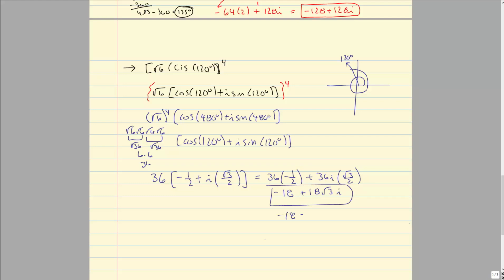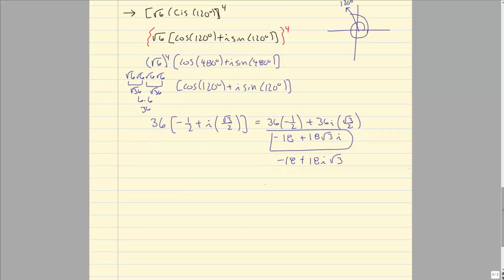Now sometimes you'll see this written as 18i root 3, just to make sure that the i doesn't look like it's under the radical. If you leave the i out on the end, just make sure there's no question that it's not under that radical, because if it's not clear, it's wrong. Okay, you have to be very clear about that.